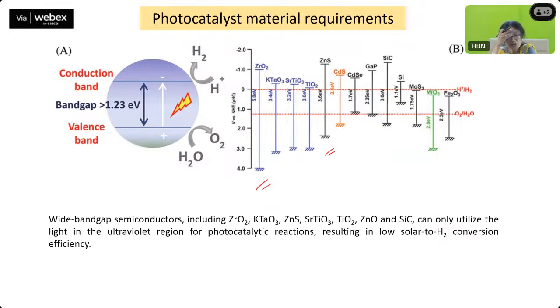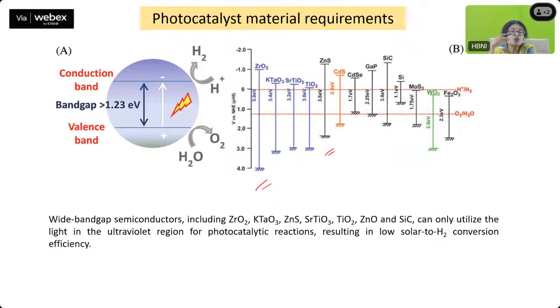So in that case, what is going to happen? It can only use the light which is in the ultraviolet region of the solar spectrum. So this will result in a very low solar to hydrogen conversion efficiency, because we know that the UV component in solar radiation is only around 4% or so. So you are using only 4% of the solar light falling on the material, and the efficiency is going to be very low.